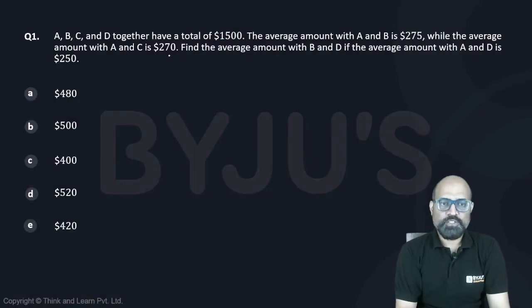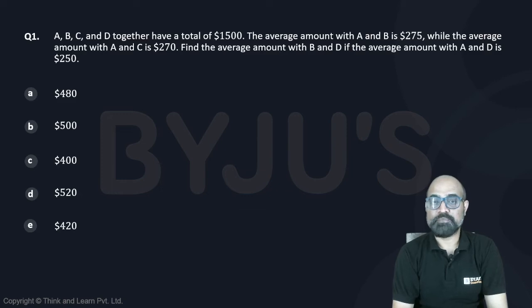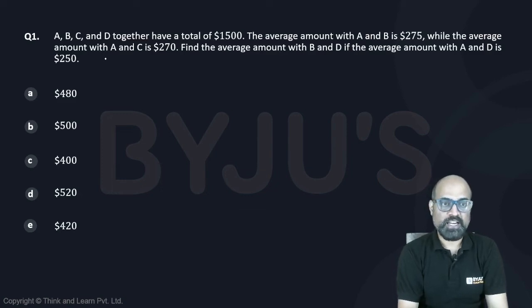A, B, C, and D together have a total of $1,500. The average amount with A and B is $275, while the average amount with A and C is $270. Find the average amount with B and D if the average amount with A and D is $250.